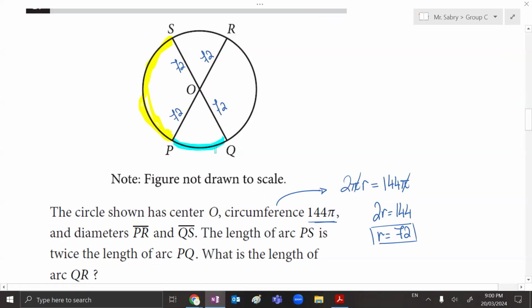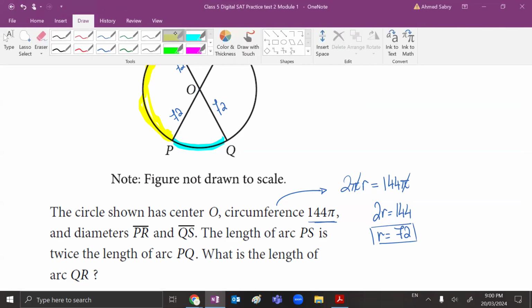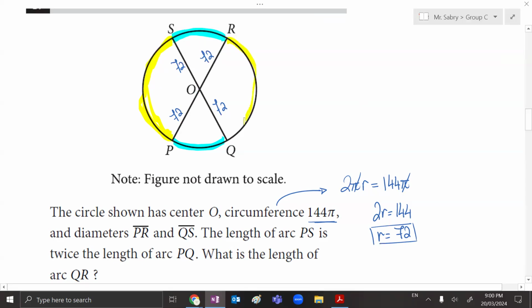And of course arc PQ is equal to SR, because they are across from each other and looking over each other, so they're vertical, so they're equal. The same thing goes for this arc. RQ is equivalent to this other one. And again, they said that the yellow one, the one that we highlighted, is twice the other one, which means if this is X, this would be 2X. If this is X, this would be 2X.